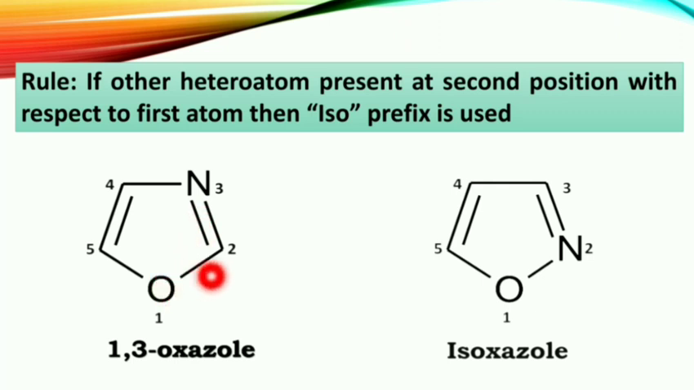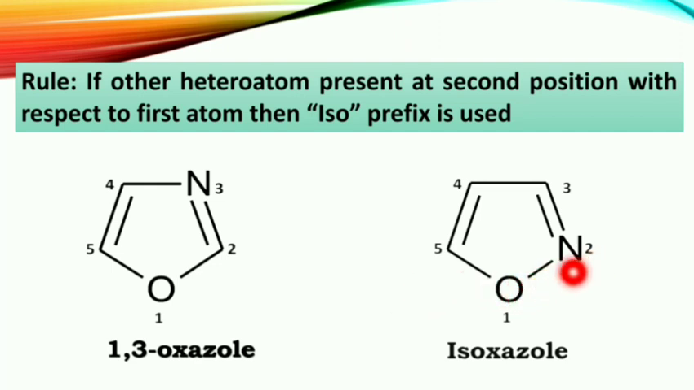If you number the structure, you can start the numbering from oxygen, and the nitrogen gets the third position. So you can give the general naming which we have seen in the last slides. The name for this structure will be 1,3-oxazole. But if this nitrogen is present on the second position, you have to use iso as a prefix. So let's see the structure.